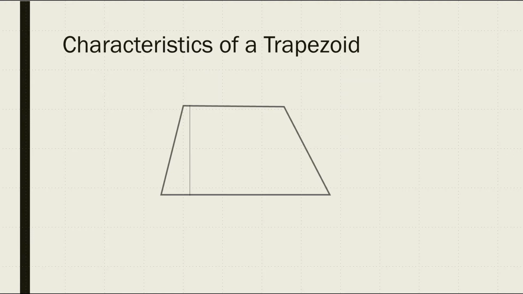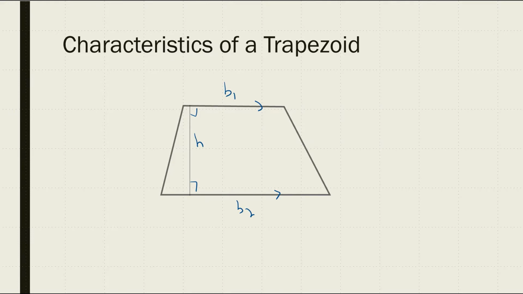In other words, it's a quadrilateral where two of the opposite sides are parallel, just like that. The two sides that are parallel are called the bases, so we can call them base 1 and base 2. And the distance between base 1 and base 2, this line right here that's perpendicular to both bases, we call that the height. So those are the different characteristics of a trapezoid.